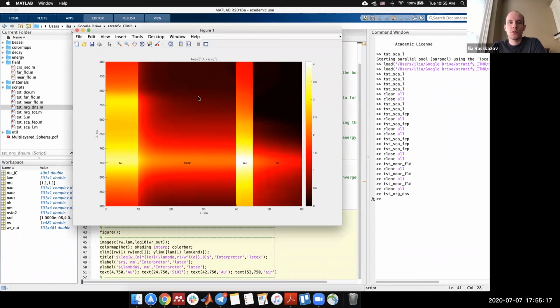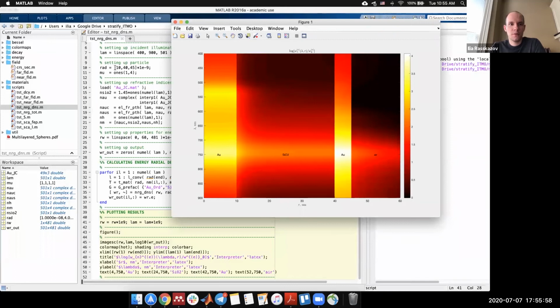So what do we see here? On the y-axis we plot different wavelengths, and on the x-axis we plot the different positions where we measure, calculate the electric energy density at different regions of our core shell particle. So here, from 0 to 10, it corresponds to our golden core, which is clearly seen from here. So the radius of the gold core is 10 nanometers.